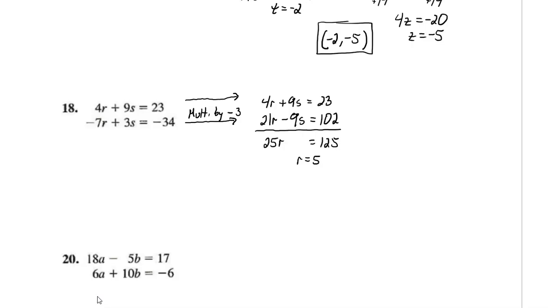I'm going to choose the first equation. 4 times 5 plus 9s is equal to 23. This is 20. Now subtract 20 from both sides and divide by 9. 3 divided by 9 reduces to the fraction 1/3. In alphabetical order, R comes before S.